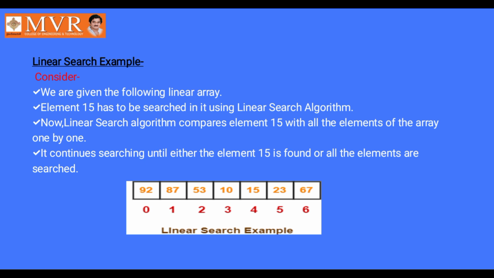Now at location 4 the element is 15, and my key element, the element to be searched, is also 15. Now compare 15 with 15. They are matching. So my search is successful and I found the element at location 4, and I end the search there only. I don't continue the search because I found the element at location 4. I come back and return the index position or location as 4, and my search is successful.